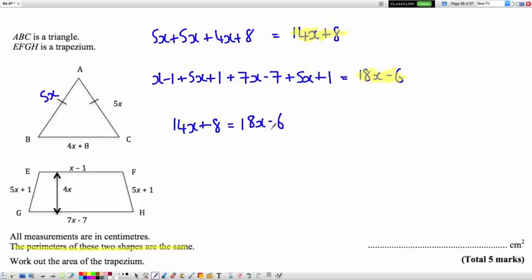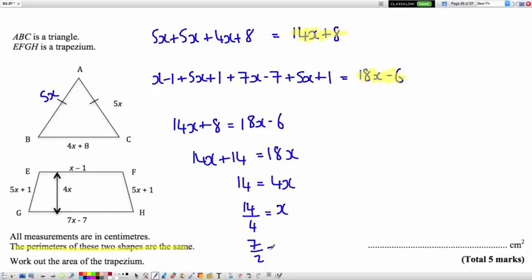We're then going to solve for x. So first step, add 6 to the right hand side here. 14x, 8 plus 6 is 14, is equal to 18x. Subtract the 14x from both sides, we're then left with 14 equals 4x. Then divide through by 4. 14 divided by 4 equals x, which is 7 divided by 2, which is 3.5.